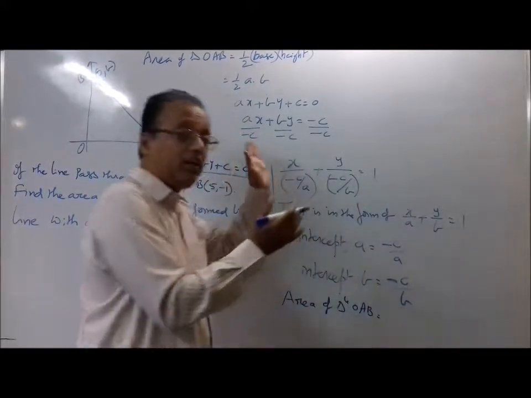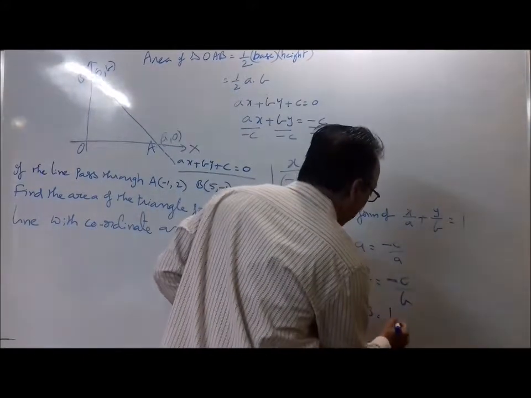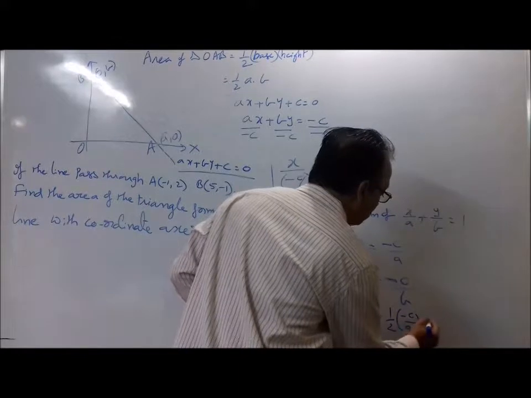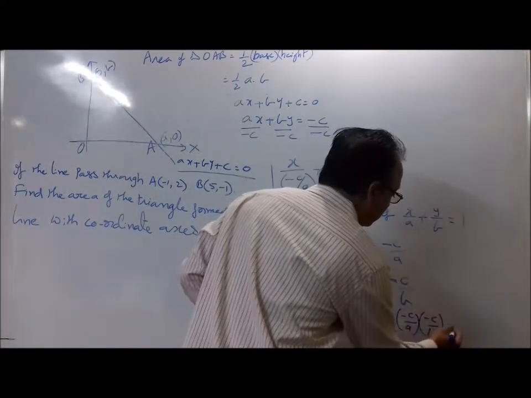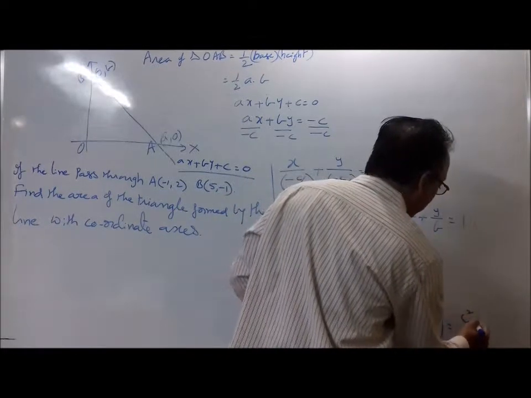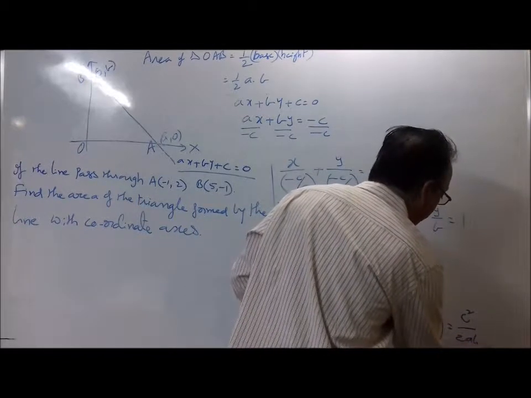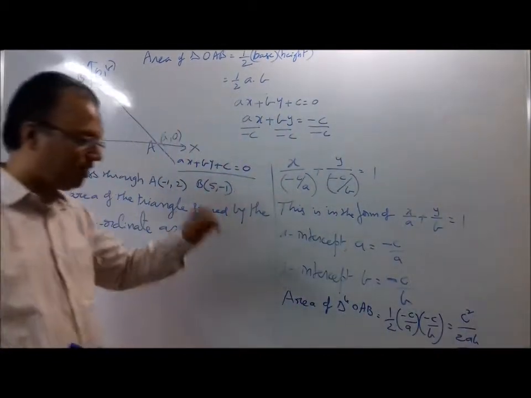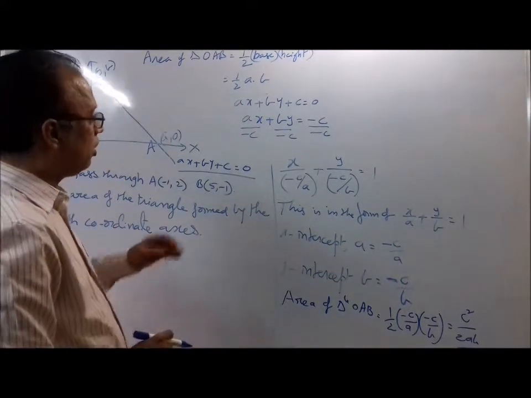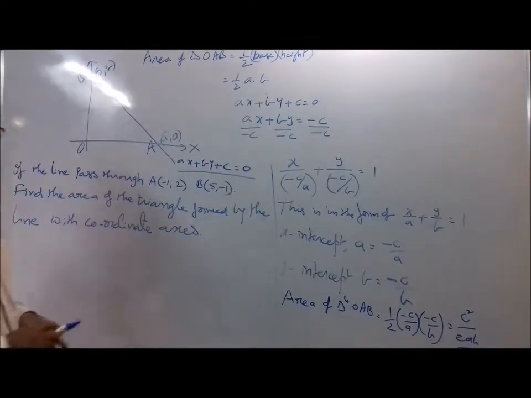So area of the triangle formed by the line with the coordinate axis is half base into height, minus c by a into minus c by b. This is nothing but minus into minus plus, c square by 2ab. So this is the area of the triangle. Okay, so on this basis, we find one problem. Let us see here.